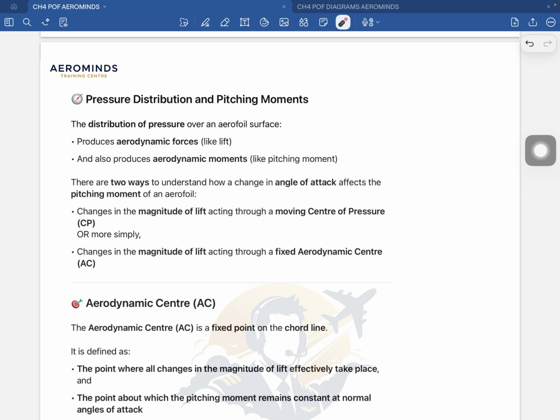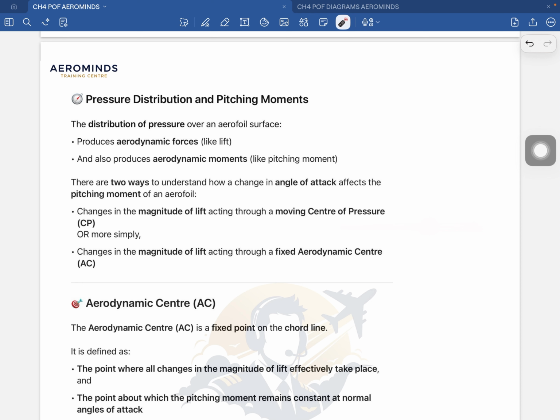And the second way is simpler and more useful for your exam and also for your theory. We imagine that all the changes in the lift happen through a fixed point, which is called the aerodynamic center. This makes the math and understanding much easier. Instead of worrying about a moving center of pressure, because the center of pressure is constantly moving with the change in angle of attack, we use a fixed point and say lift changes around that point only.